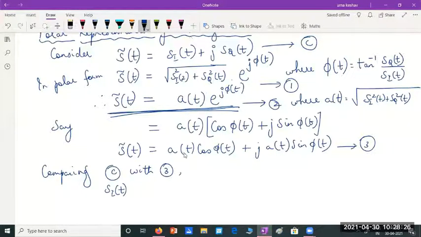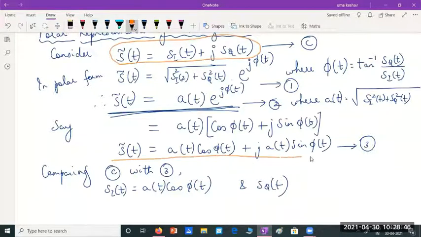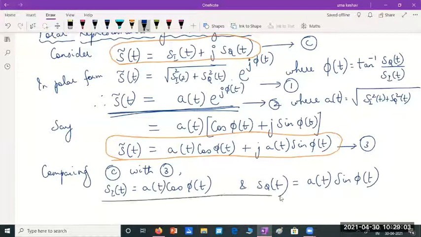Compare both. SI will be equal to amplitude cos phi, and SQ would be equal to, you see in the first equation, we are comparing the topmost equation with this equation. So you can clearly see SI will be represented as A of t cos phi and SQ can be represented as A of t sin phi of t. Let me call this equation 4.